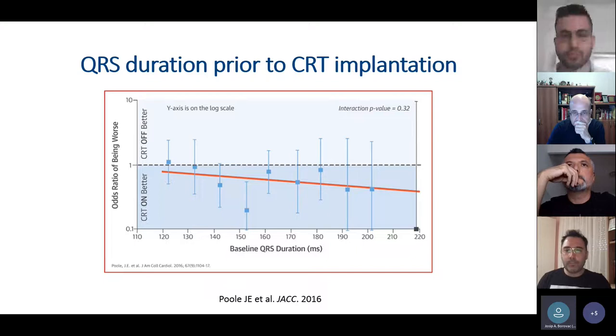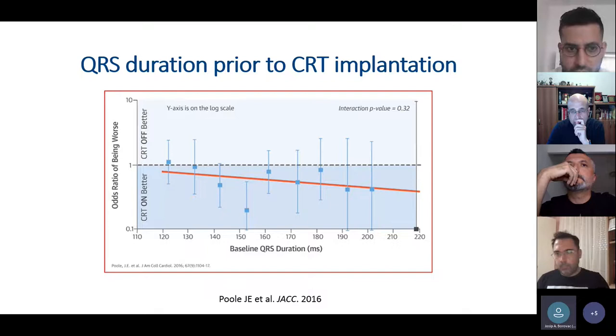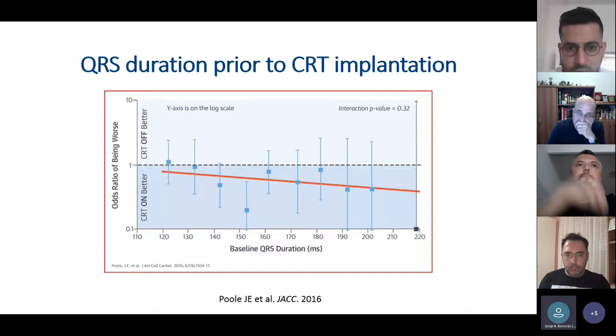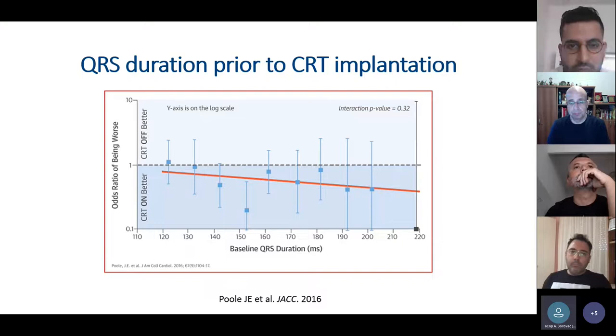Work by Pool. This was a nice meta-analysis in JACC from 2016. It shows that the longer the baseline QRS duration is, the better the response is with CRT implantation. Partially answering one of the questions from the topic of this theme, is the shape or duration of both matters? So we can definitely say that duration matters, and the longer the QRS is, likely the greater the benefit is prior to CRT implantation.